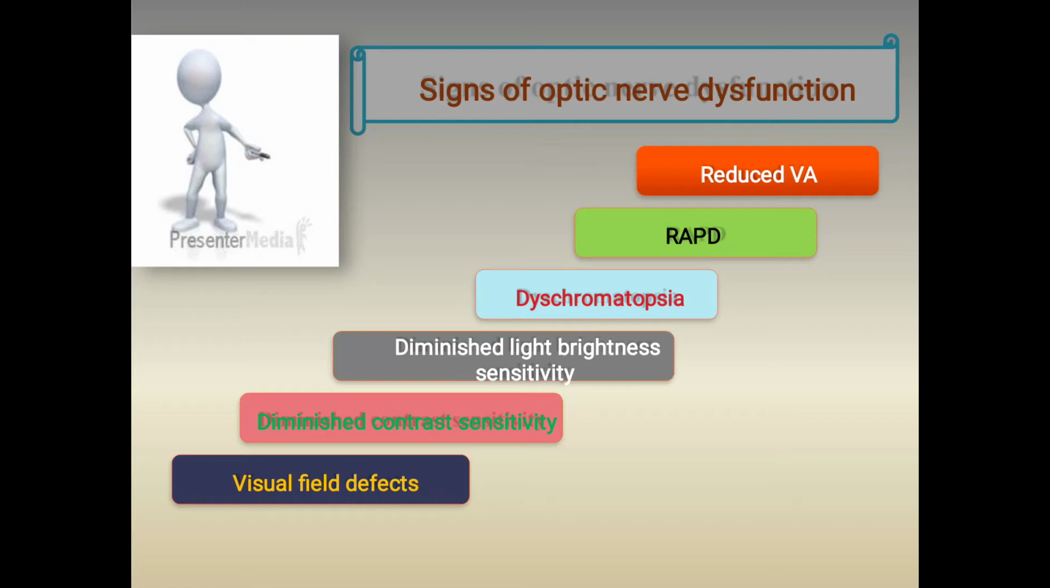So how do we detect that there is some problem in the optic nerve? Friends, the most important test is the pupillary reflex. Normally the pupils are brisk to light, but if the optic nerve is affected, then the pupillary reaction may be affected. The pupils may be sluggish, and there may be a relative afferent pupillary defect. That is the most important and most sensitive sign to detect optic nerve dysfunction.